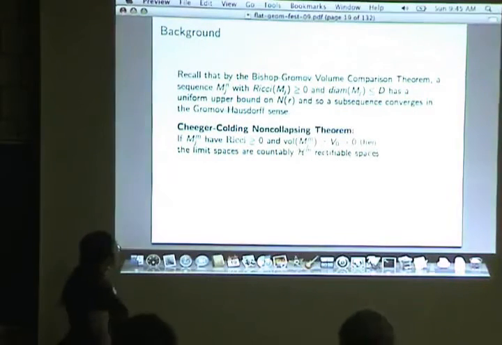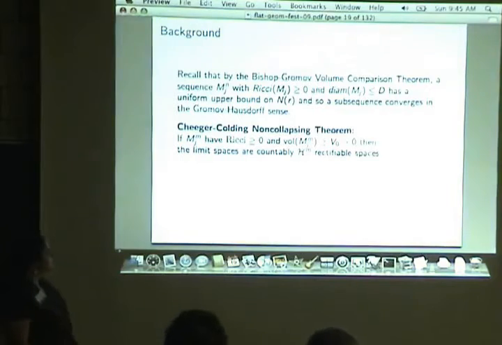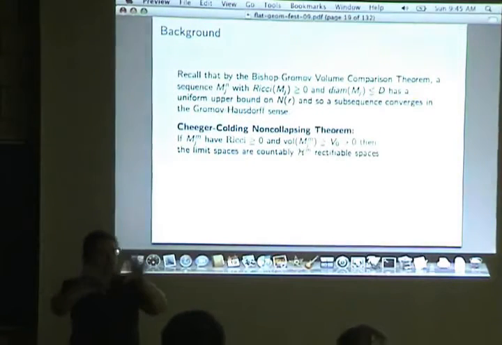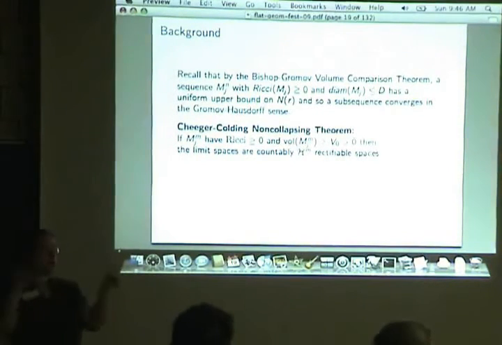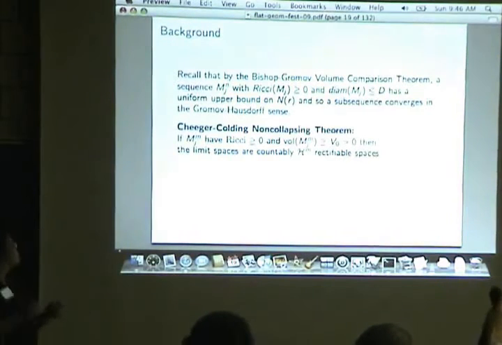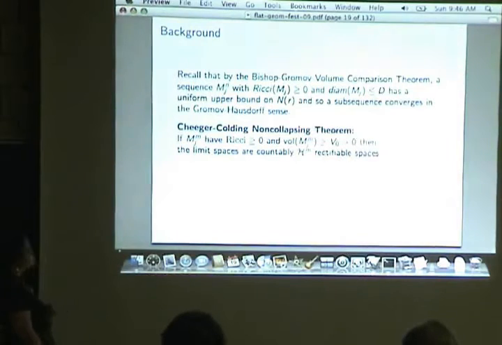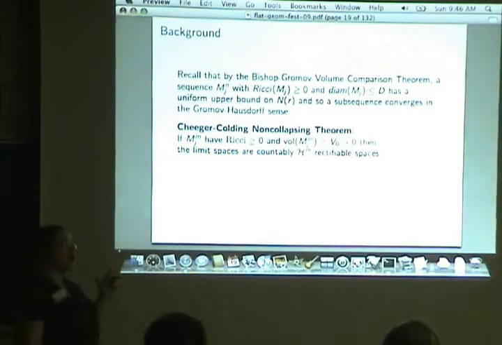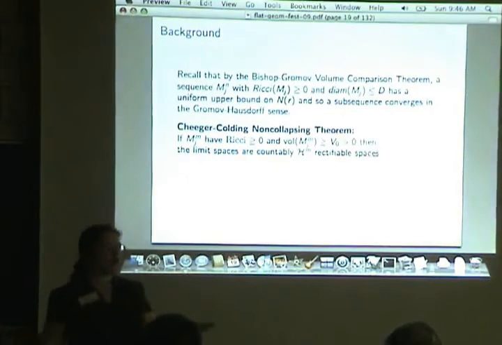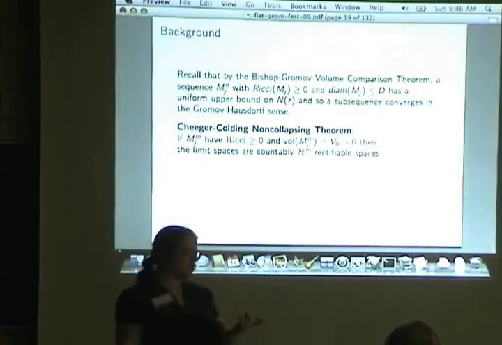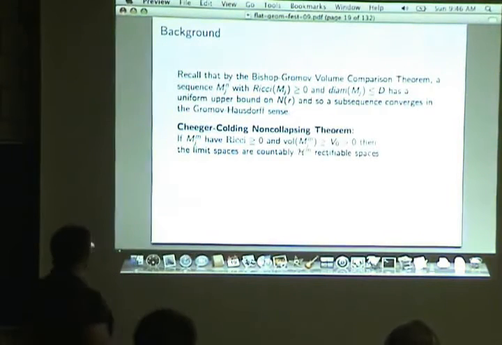Cheeger-Colding proved the non-collapsing theorem that if your sequence has a volume bound below, so not like those tori, the tori that got thinner and went to a circle, the volume is not bounded below there. So they said, well, if you also assume the volume is bounded below, they proved that the limit spaces have the same dimension as the sequence. They're countably rectifiable, and actually even a little more. So there's all these Lipschitz charts all over the place on these limit spaces, which doesn't come at all from Gromov's work. In fact, their proof uses Busemann-Gromoll's theorem.